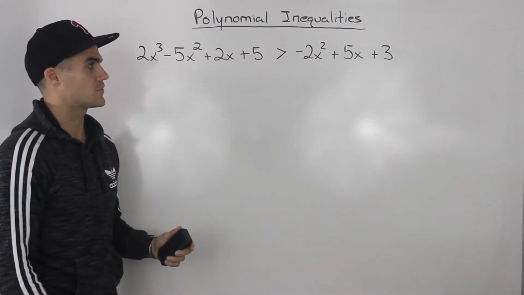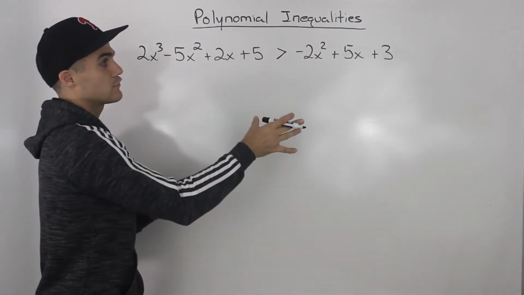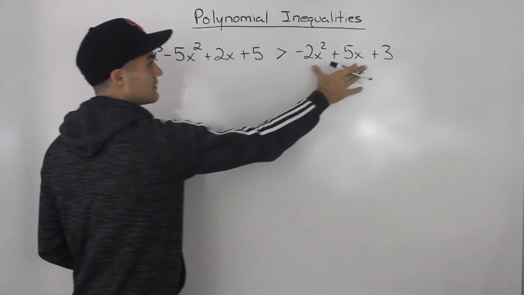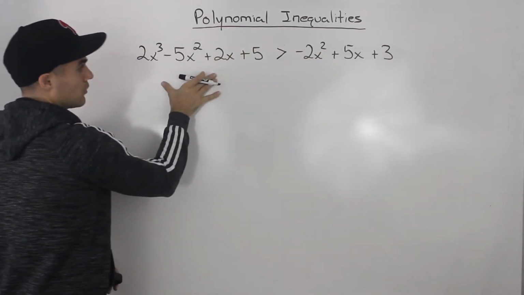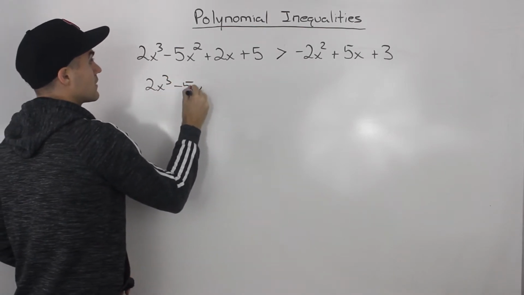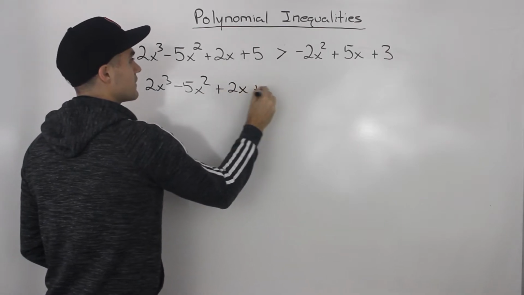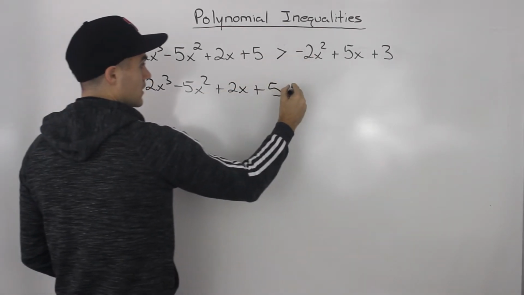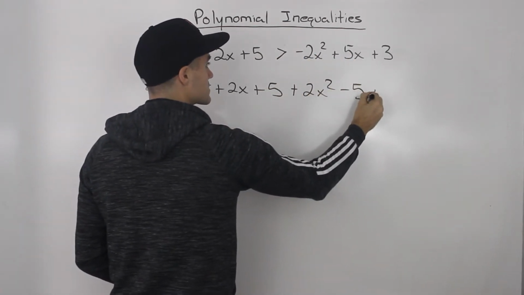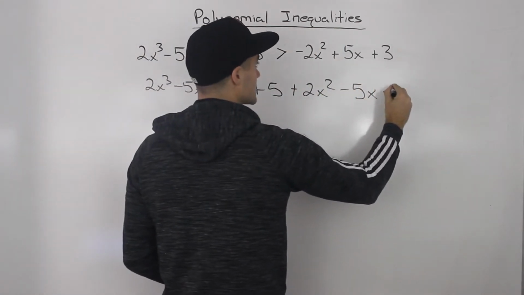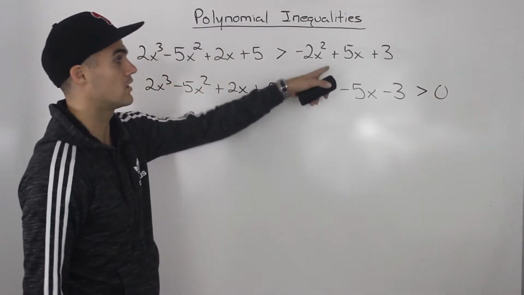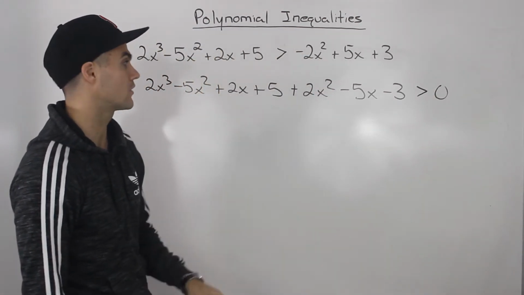So like polynomial equations, you want to take everything and bring it over to one side, so you're just left with a 0 on the other side. I'm going to take these three terms on the right side and bring them over to the left side. So let's rewrite this left side here. We got 2x cubed minus 5x squared plus 2x plus 5. I'm going to bring this negative 2x squared over. That becomes positive 2x squared. Positive 5x, bring it over, becomes negative 5x. Positive 3, bring it over, it becomes negative 3. Then we still have greater than, and now we have 0 left on the right side because we brought everything over.